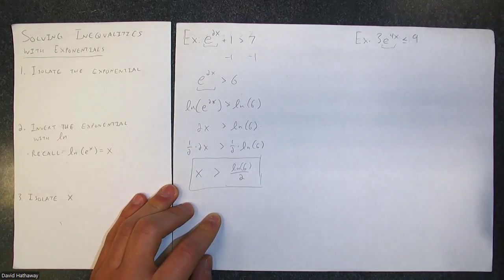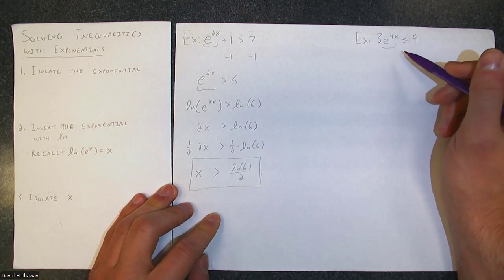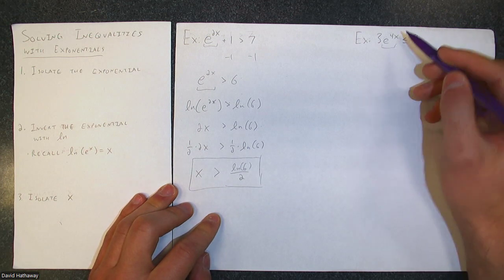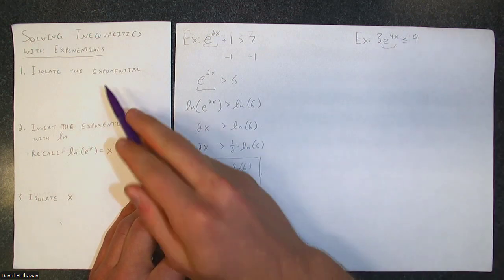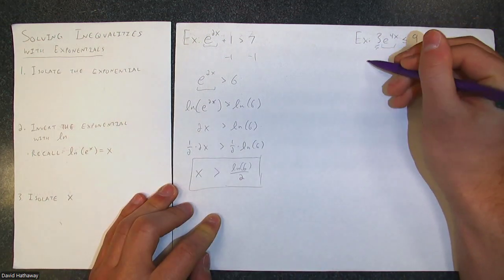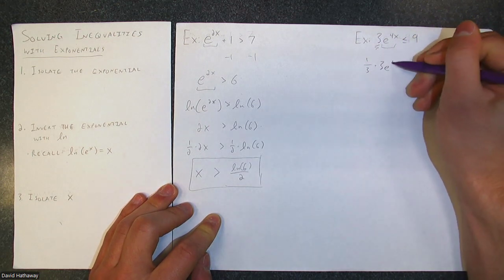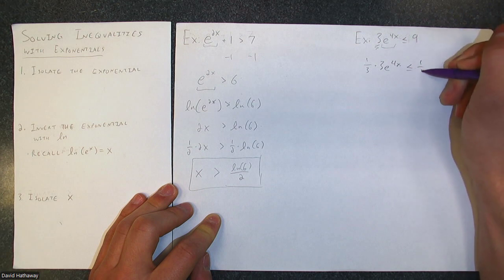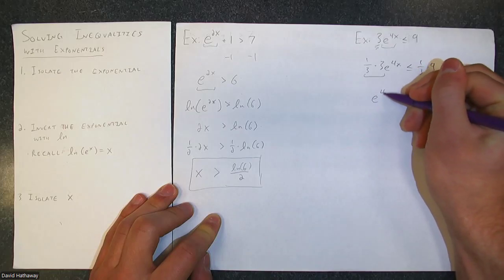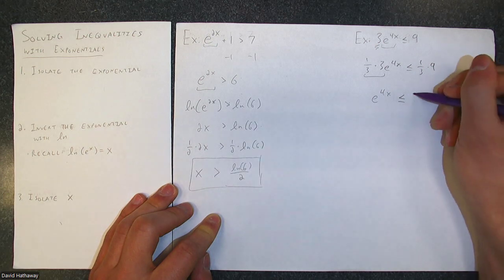Let's take a look at the second example. Here we have a factor out in front of our e to the 4x, and we're asking, when is that less than or equal to 9? Again, we need to isolate our exponential. So we need to get rid of that 3. That 3 is a bugger. So we multiply both sides of the equation by 1 over 3, of course. This turns into 1, and we're left with e to the 4x, and this turns into 3, since 9 divided by 3 is 3.